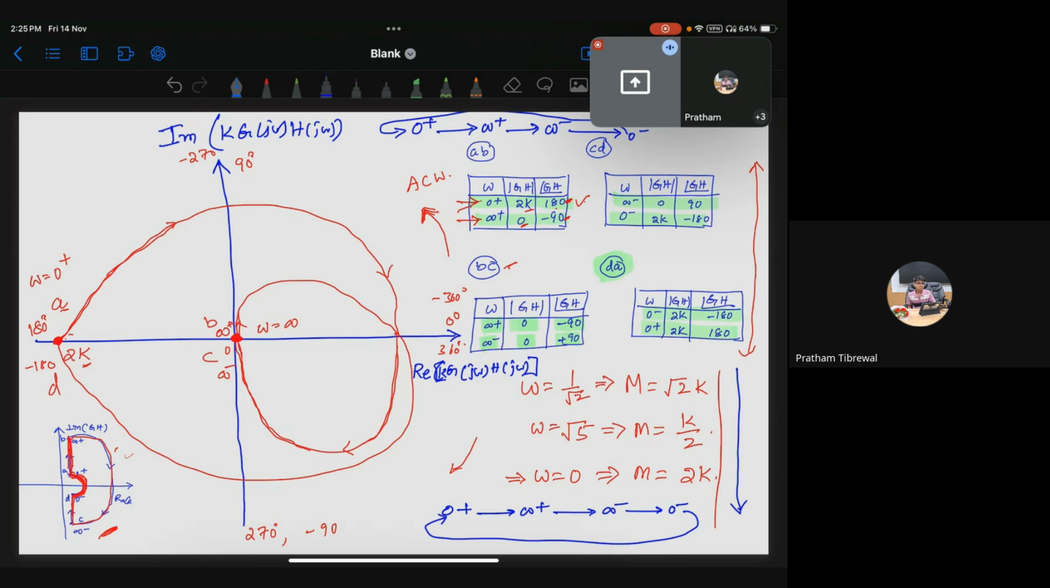You have these values. Okay, so this 2k is fine, omega is equal to 0. So what about this one and this one? Basically, what is the first one? Omega is equal to 1 by root 2. In that case, the magnitude is root 2k. Where do we get these two?